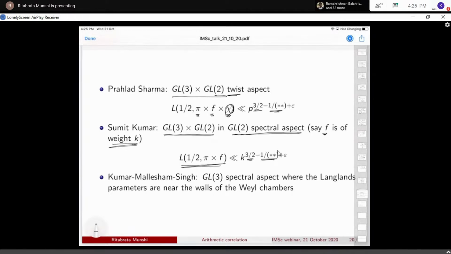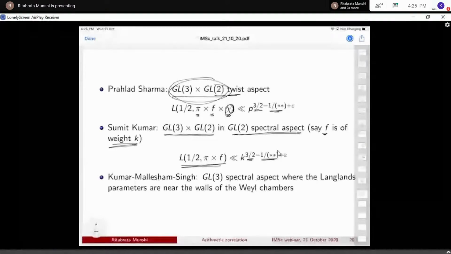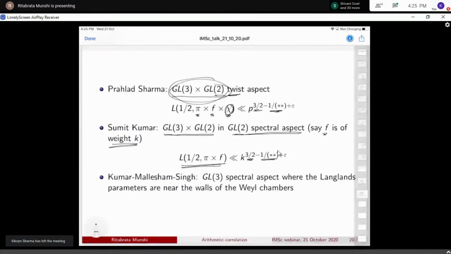Okay, and then there is a paper by Kumar, Malesham, and Singh, and they look at the GL3 spectral aspect. So they look at the same GL3 times GL2 Rankin-Selberg convolution. Their GL2 is fixed. The spectral parameters of GL3 vary, and they get a non-trivial or subconvex bound where, interestingly, the spectral parameters are near the walls of the Weyl chamber. Okay, they are not in the generic location. Yeah, but you can use the same type of approach to get a subconvex bound also when they are not near the walls.